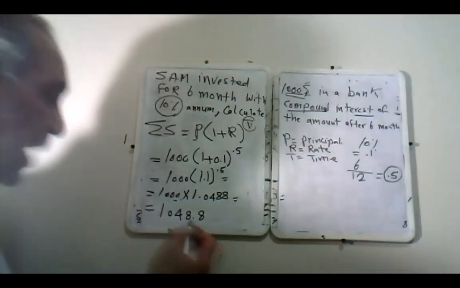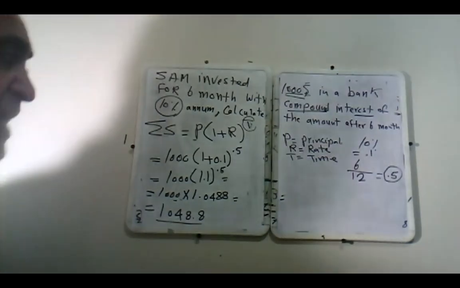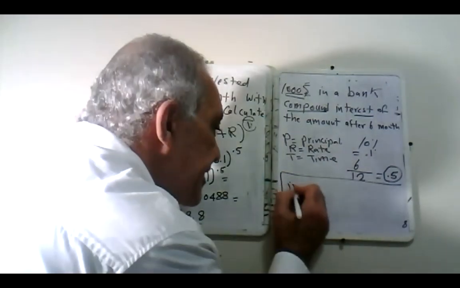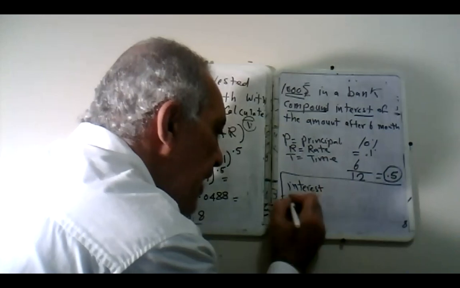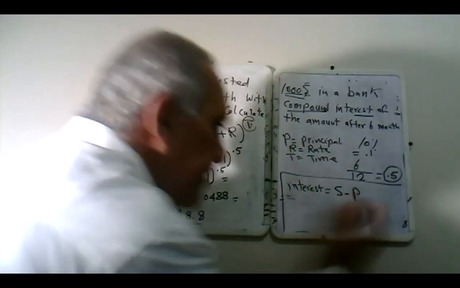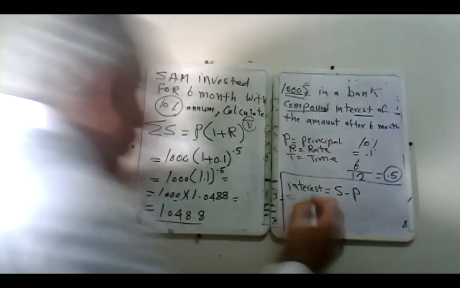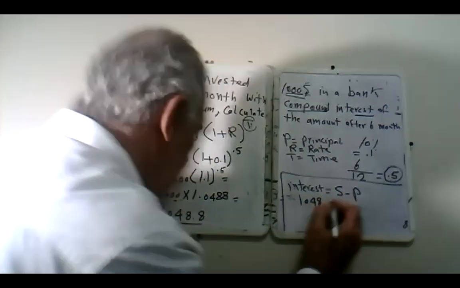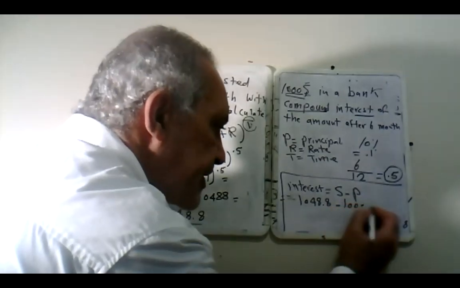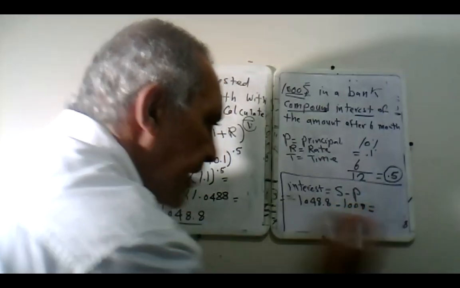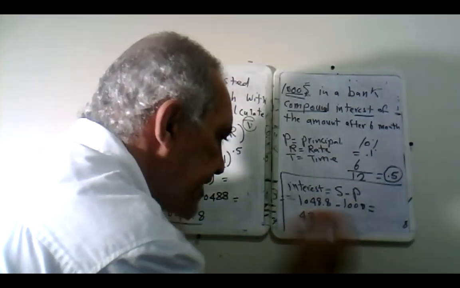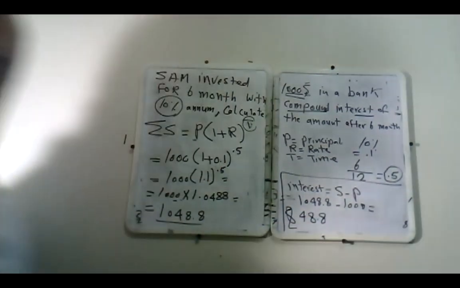Okay, you got now the amount at the end of the period, but can we get the interest? How much is the interest which I got? The interest will equal the future value minus the principal. The future value, which we got, is $1,048.80 minus the principal, which was $1,000. So what I got here as interest will be $48.08. This is the interest which I get at the end of the period.